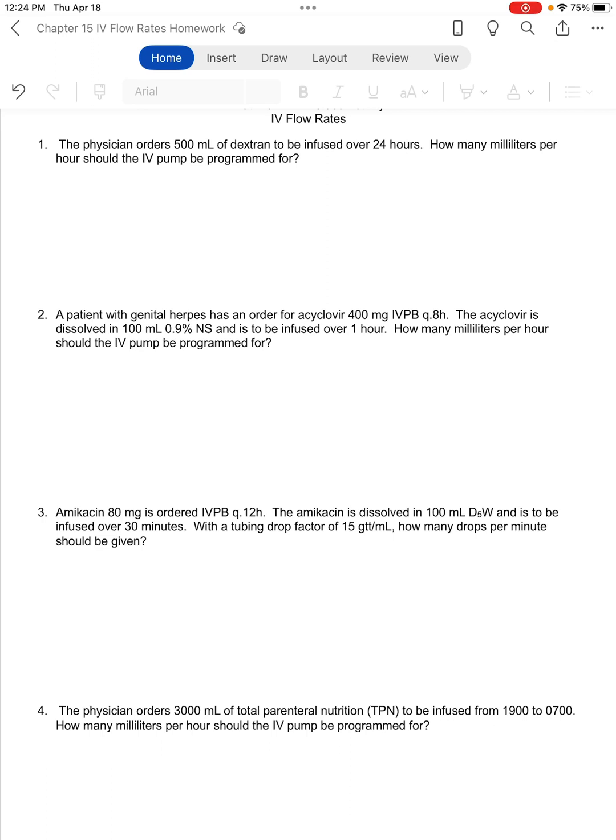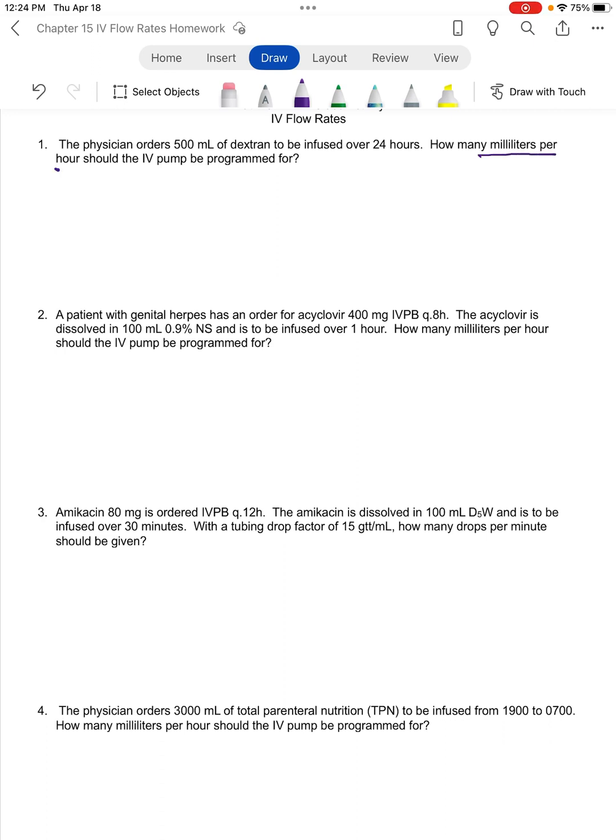So looking at the first one, the physician orders 500 milliliters of dextran to be infused over 24 hours. How many milliliters per hour should the IV pump be programmed for? So first thing we know, we're looking for milliliters per hour. So that tells me that it's in an IV pump. So to find it in just milliliters per hour, it's always your total volume over your total time.